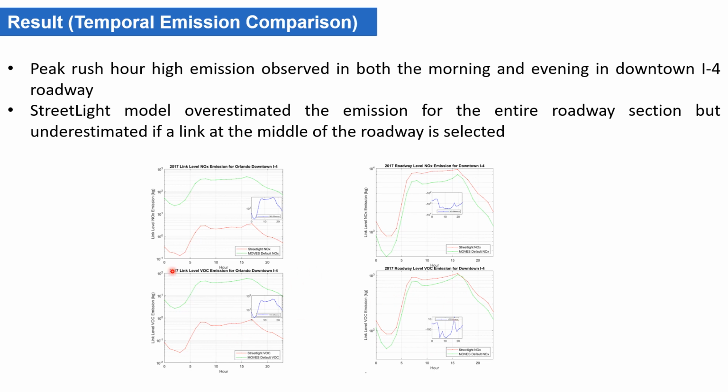For the left figure, the emission estimation is by taking only one link at the middle of the roadway, but the right figure is the emission estimation by taking the entire roadway section. The streetlight model overestimated emission for all the hours if we consider the entire roadway section, but it underestimated the emission for all the hours if we consider only one section at the middle of the roadway.